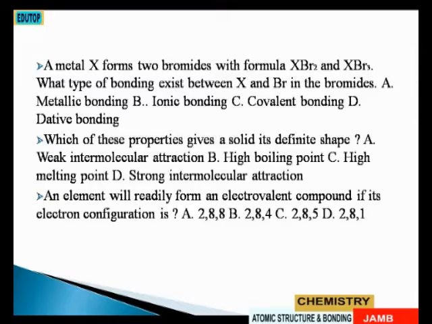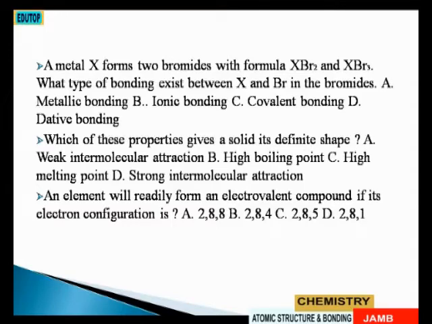What gives a solid its definite shape is strong intermolecular forces. And A, we have weak intermolecular attraction. No. B, high boiling point. No. C, high melting point. No. That's nothing to do with that. D, strong intermolecular attraction. And that is the answer.